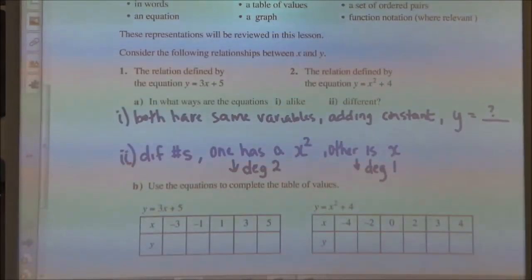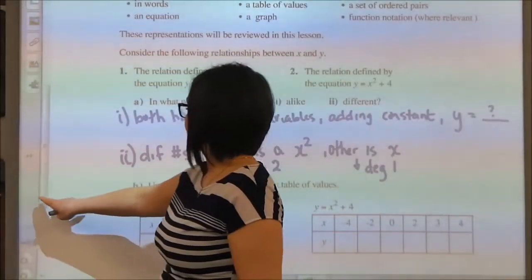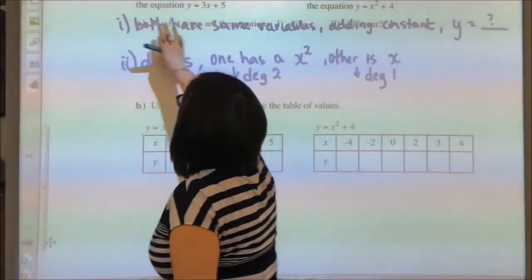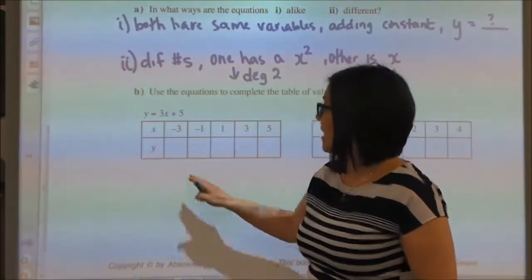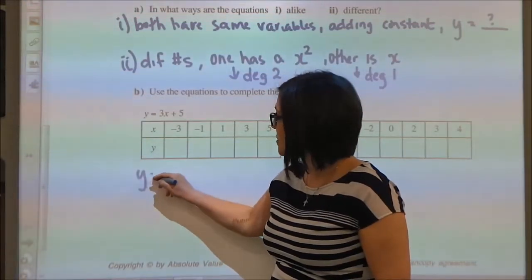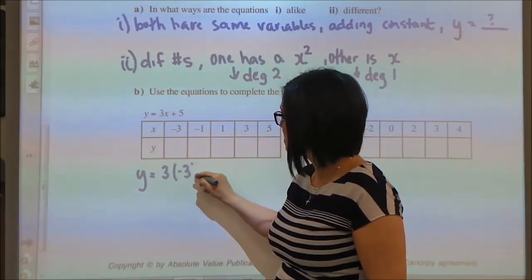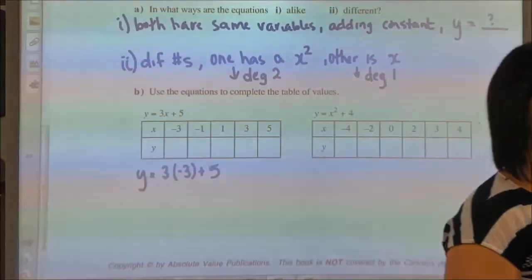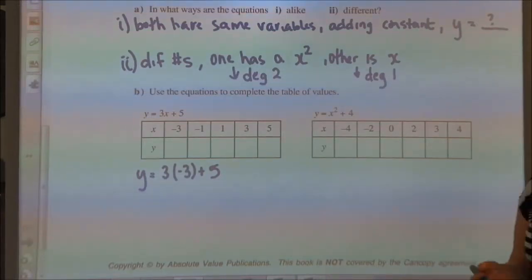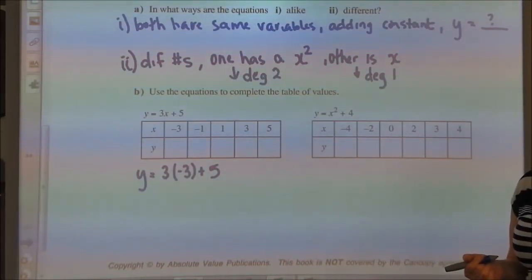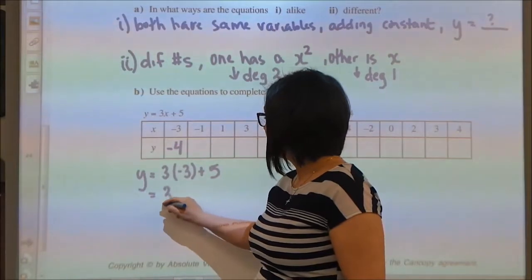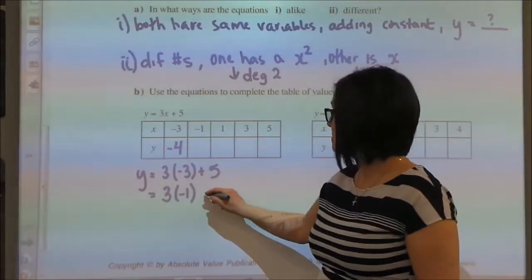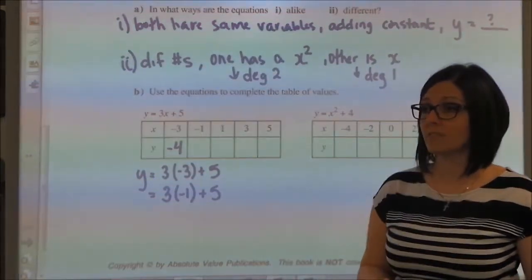Okay, so now what we're going to do is complete some table of values, so inputs and outputs. So I have 3x plus 5. If x equals negative 3, I would substitute that into the equation. What is 3 times negative 3? Negative 9. And what's negative 9 plus 5? Negative 4. If I substitute in negative 1, what is 3 times negative 1? And what's negative 3 plus 5? 2.